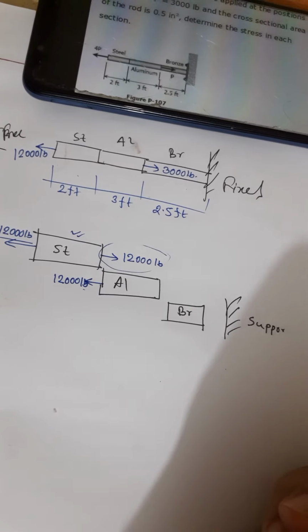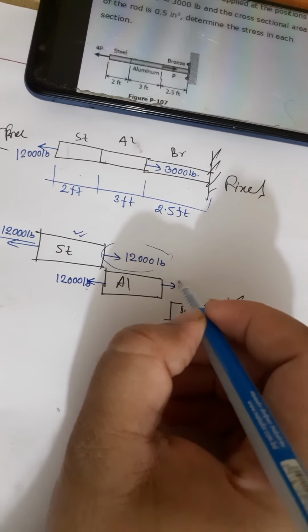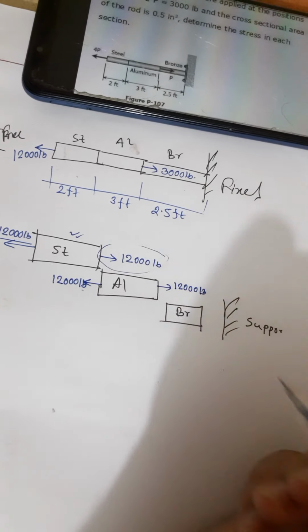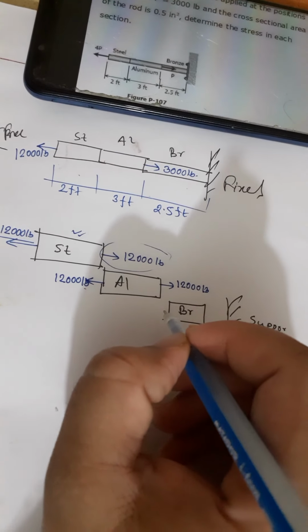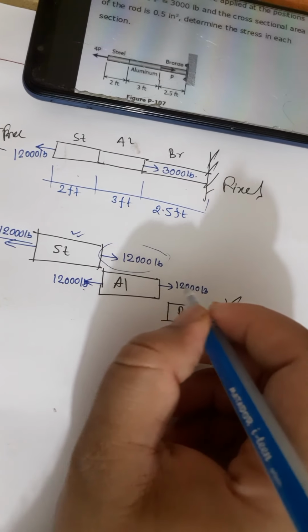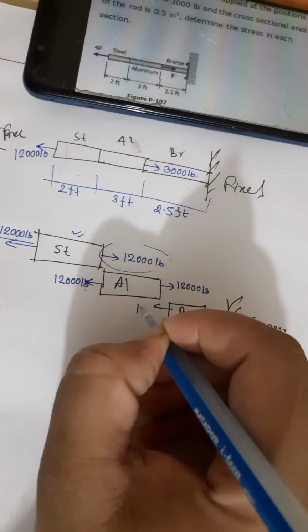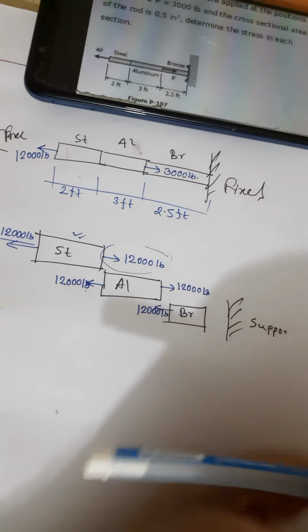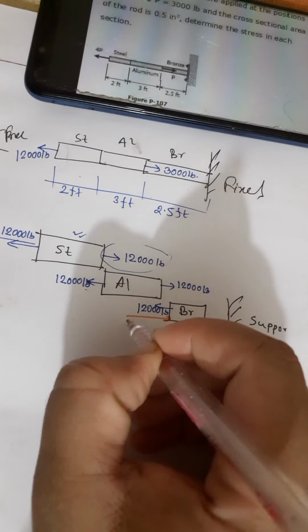And as there is no additional force in the aluminium, we have to give again 12,000 pound to stabilize it. And in the bronze, this will be in the opposite direction. It's 12,000 pound in the tension direction, and in the bronze there is one additional force, that is 3,000 pound.